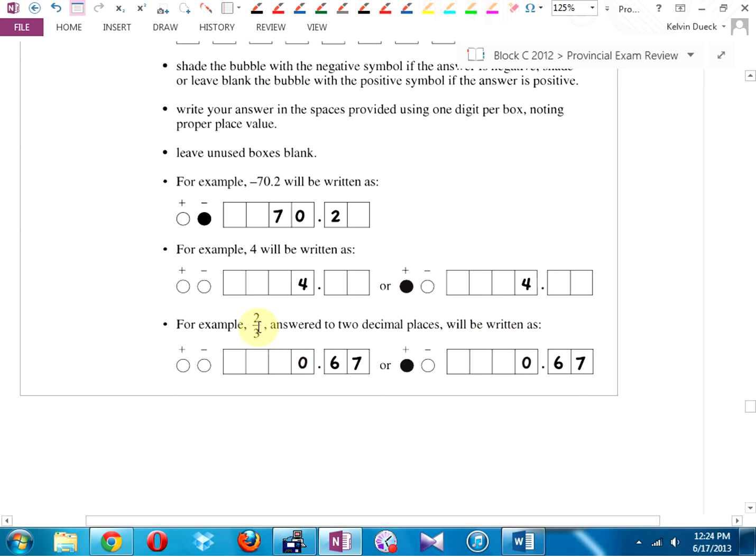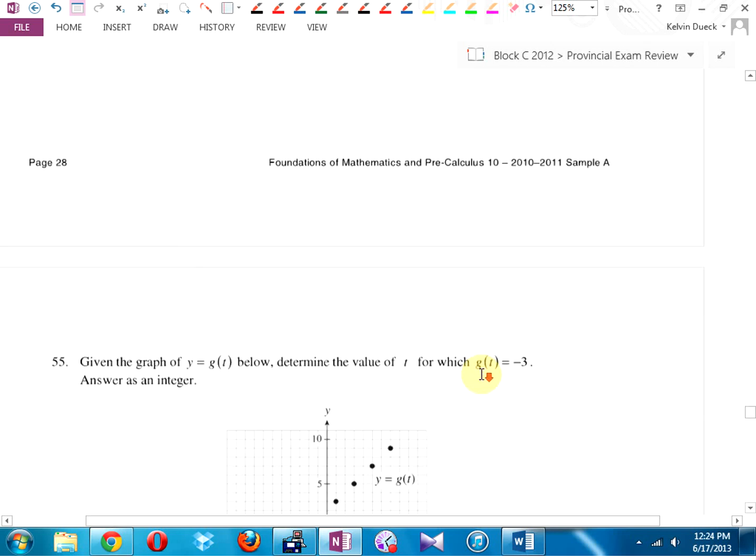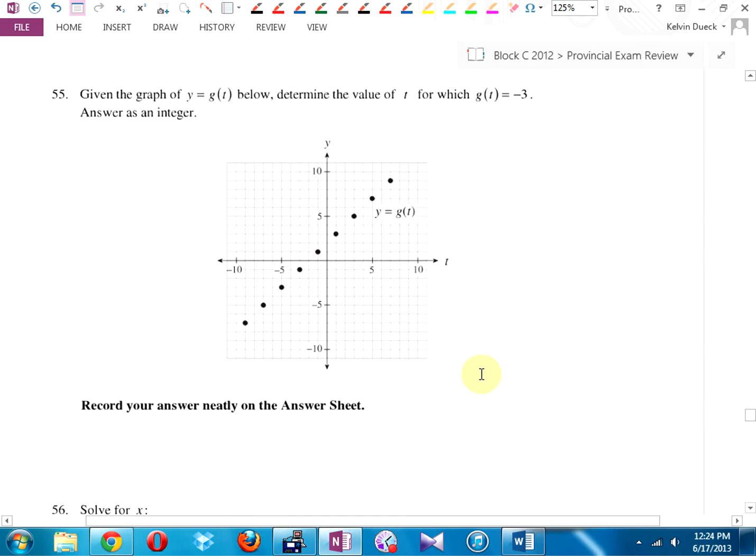If you get an answer like 2/3, you can't write 2/3. You have to decimalize it. So 2/3, you would go 2 divided by 3, which is 0.67, and you would write it like that. Okay? So, 55.